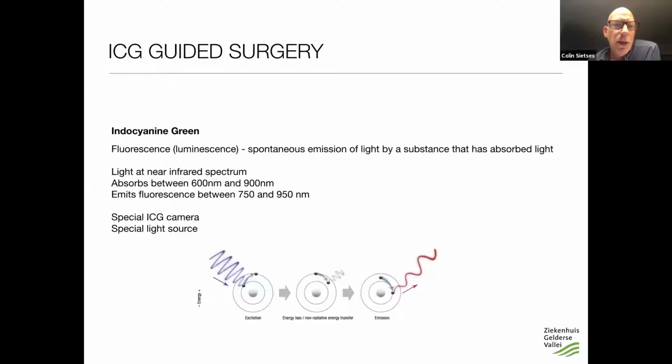So how does fluorescence work? If you look in the dictionary, fluorescence is the spontaneous emission of light by a substance that has already absorbed light. This is quite important because it means that you need a special ICG camera and a special light source. ICG is activated by near infrared light, and it emits fluorescent light with a certain wavelength. So you need a special camera and a special light source.